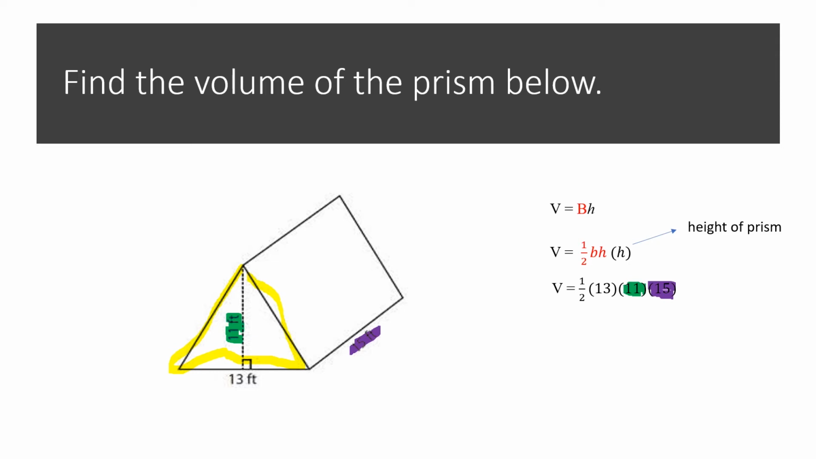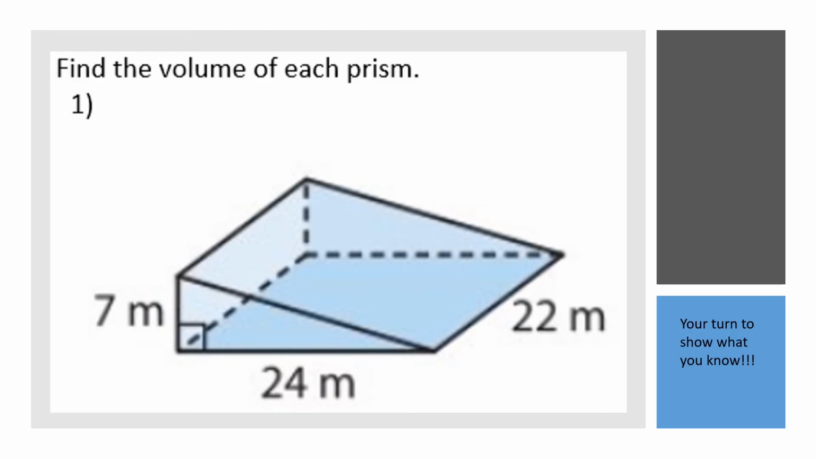All right, now I'm going to put this in my calculator. I'm going to multiply 13 times 11 times 15. And then to multiply by 1/2, I can also just divide by 2. So if I do that, the volume of the prism is 1,072 5/10 feet cubed.